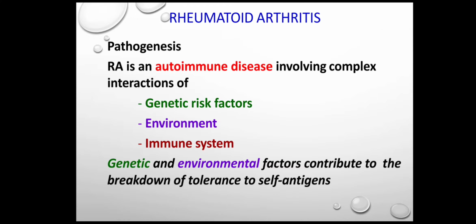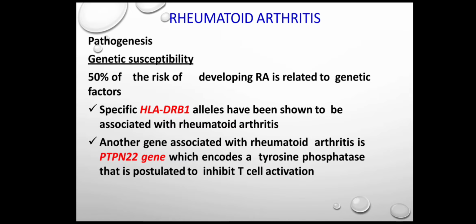So if there is a failure of self tolerance, then development of autoimmunity will take place, and the factors that might contribute are either genetic factors or environmental factors like infections and tissue injury that expose the self antigen repeatedly to the antigen presenting cells and the lymphocytes in the tissues. Regarding genetic susceptibility, specific HLA-DR1 alleles have been shown to be associated with rheumatoid arthritis. Another gene associated with rheumatoid arthritis is the PTPN22 gene, which encodes a tyrosine phosphatase that is postulated to inhibit T cell activation.